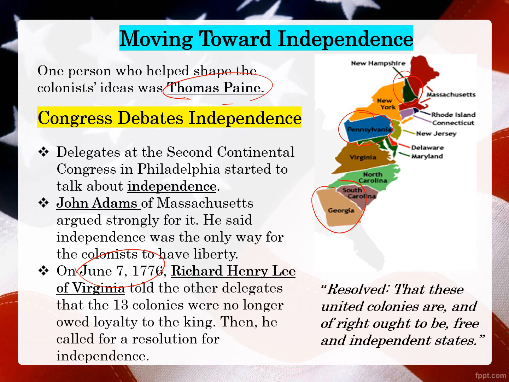All right, by the way, grade 5, look at the map again, and these are the 13 colonies. So we have Georgia, South Carolina, North Carolina, Virginia, Pennsylvania, New York, New Hampshire, Massachusetts, Rhode Island, Connecticut, New Jersey, Delaware, and Maryland.